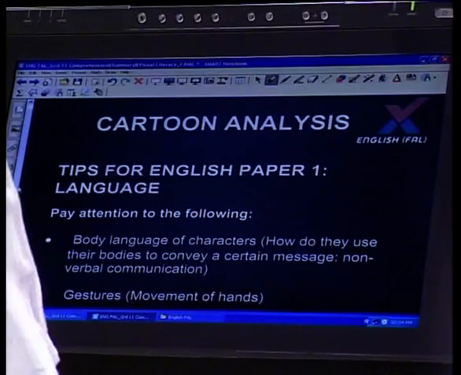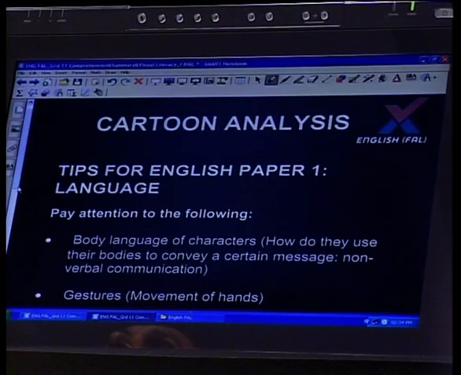So the next question that we need to focus on is on cartoon analysis. Now this is a very interesting section because many of you are familiar with cartoons. However, there are many key questions that are based on the different aspects of cartoons. This is what we are going to focus on right now. What do you look for when you analyze a cartoon?